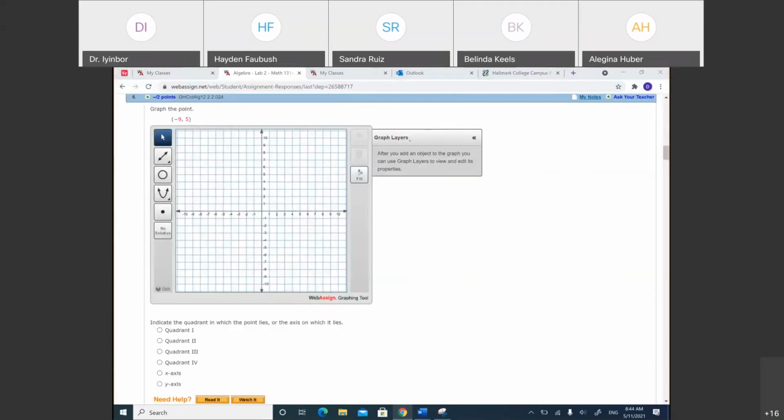Okay, so here's WebAssign. And now if it says graph a point, you just have to graph that point. So this is how you graph it. You're going to click at the point now, because you're not graphing a line, you're graphing a point. And then x is -9 and y is 5. So this is going to be the point, -9 and 5, and you just click there. Okay? So you click at that point.